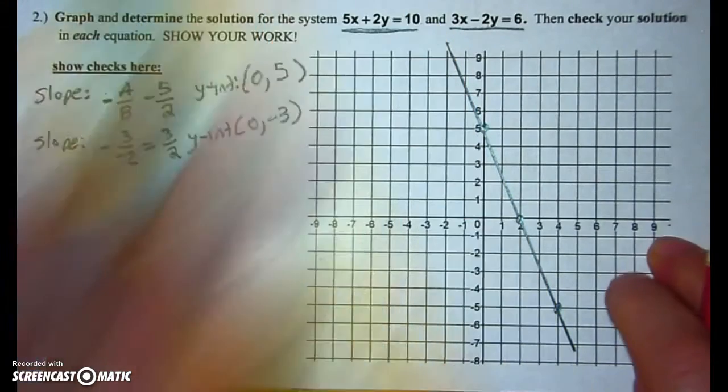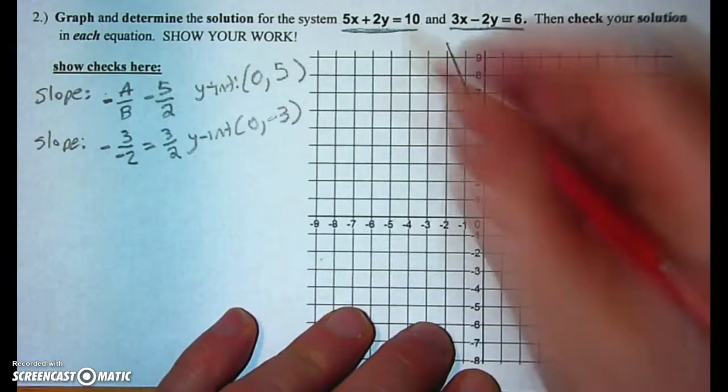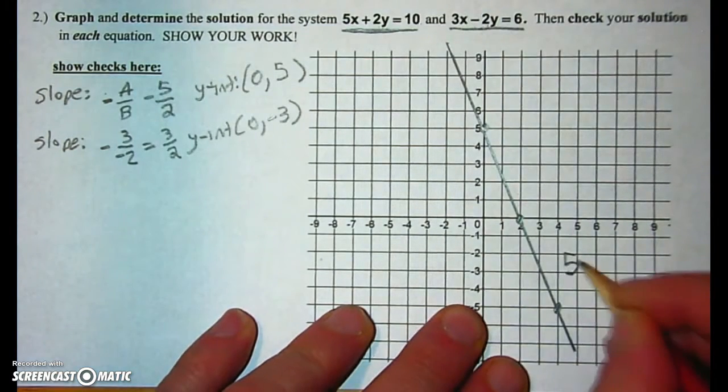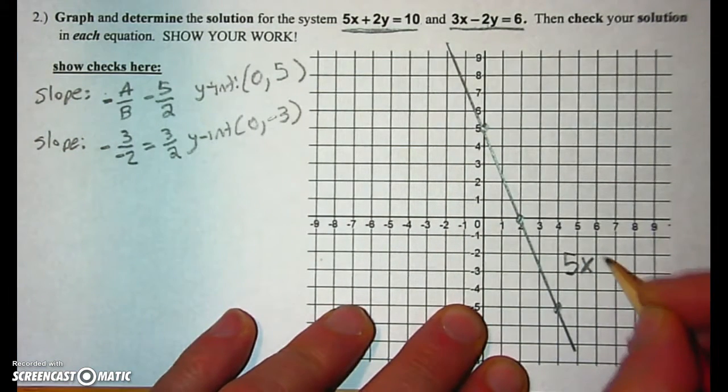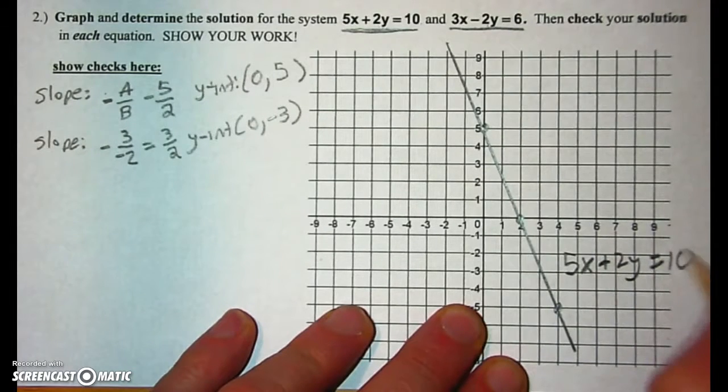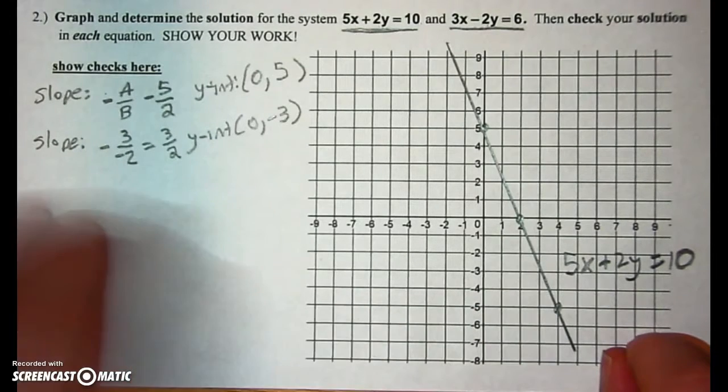Graph it right there. And we want to give it a name right away so we don't forget it. The name of this graph is 5x plus 2y equals 10. So you name your graph by your equation. All right. Let's get to our second graph.